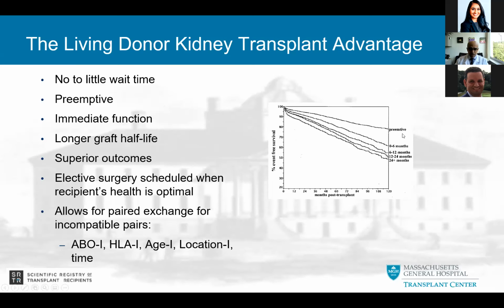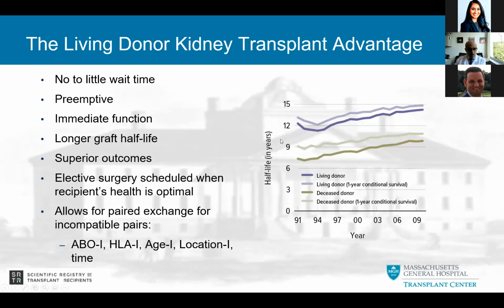As we mentioned, this is the best option before you reach the point where you need dialysis, not when you're too healthy, but not when you're on dialysis. It offers an immediate function advantage. By that, I mean the kidney will work immediately more than 95% of the time when a recipient gets it from a living donor, as opposed to close to 60% from kidneys that come from deceased donors. It has a longer half-life, which means kidneys that come from a living donor will last on average longer than kidneys that come from a deceased donor.